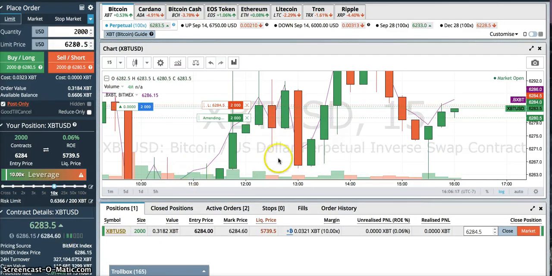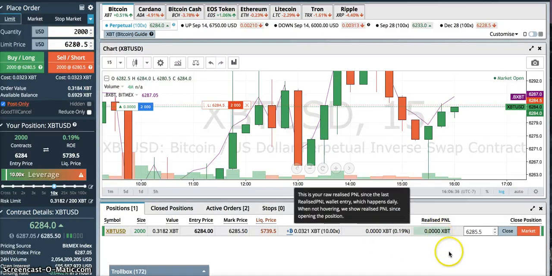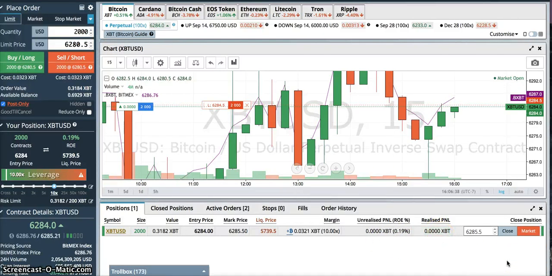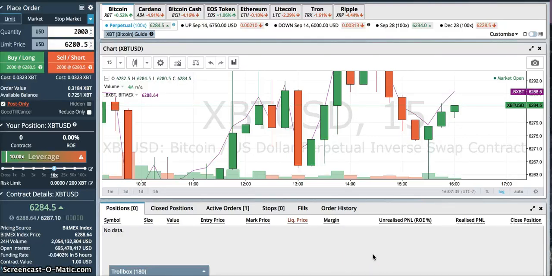Alright, I didn't get my fill on the 6280.5, so I'm going to cancel that order. And hopefully this candle wicks up and hits my post-only order sitting at 6284.5. And if it does, you may temporarily see this P&L change to a green number. Okay, so my order just filled. That's to close the position. That's the smallest scalp known to man.